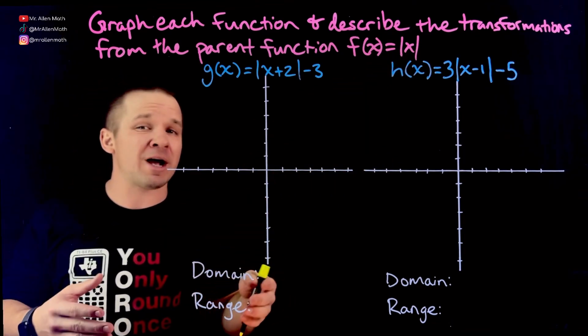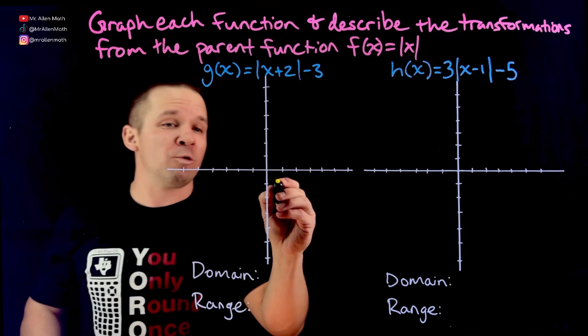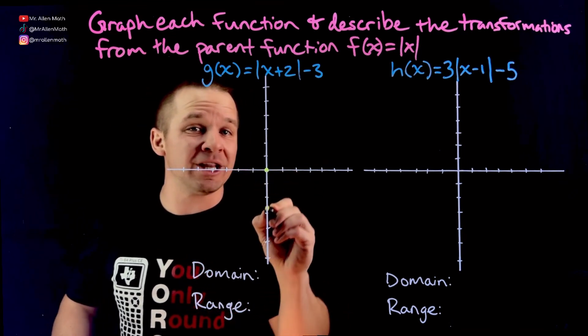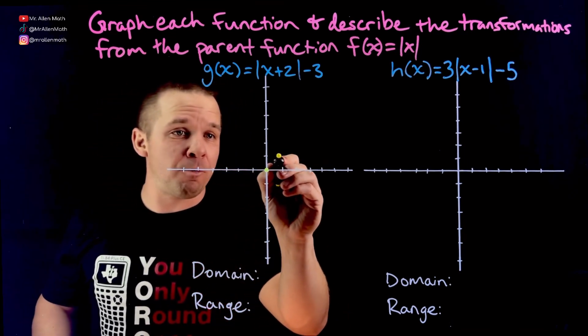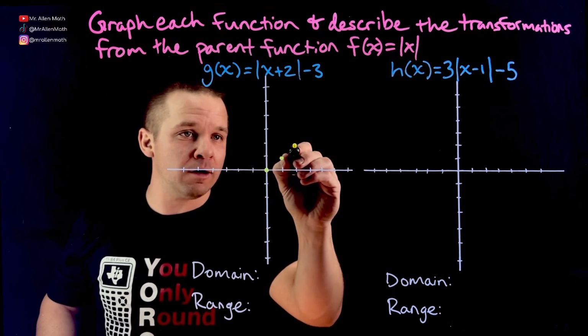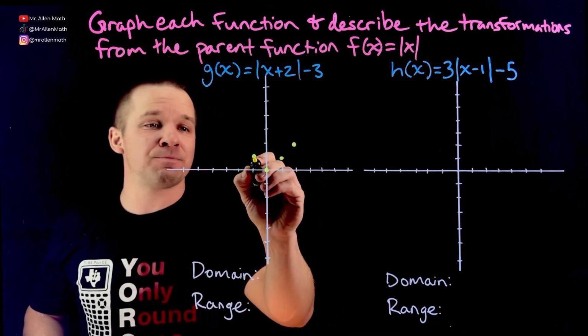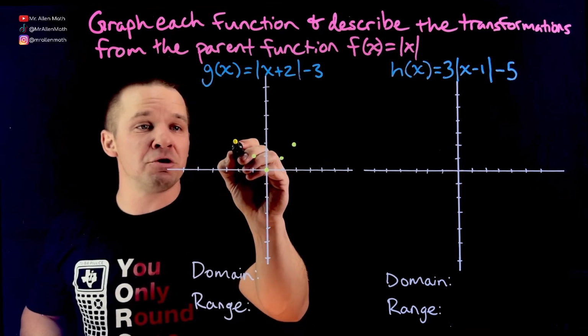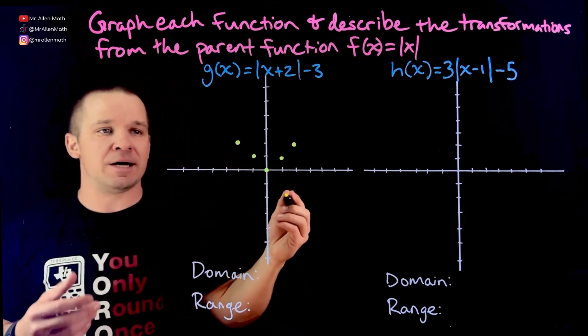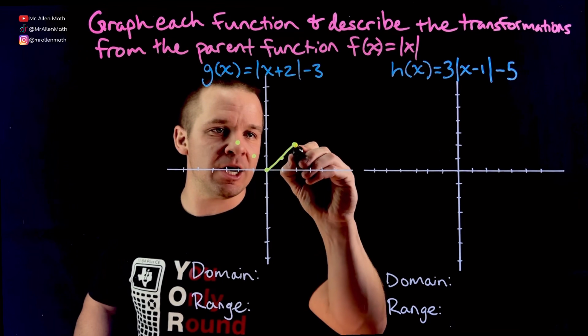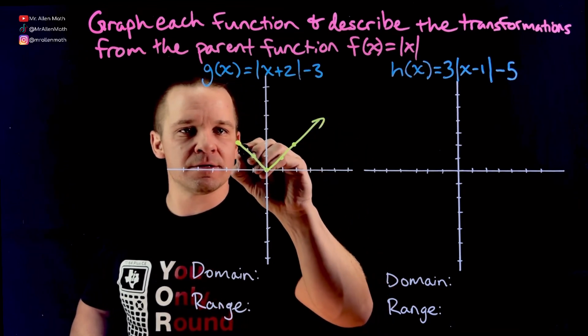Just a refresher real quick on our parent function, we're going to have a graph that starts at the origin like that, and then it just goes up 1 over 1, up 1 over 1, and makes a V shape because the absolute value of -1 is +1. Absolute value of -2, if I input -2, I get +2. And we get this V-shaped graph like this.